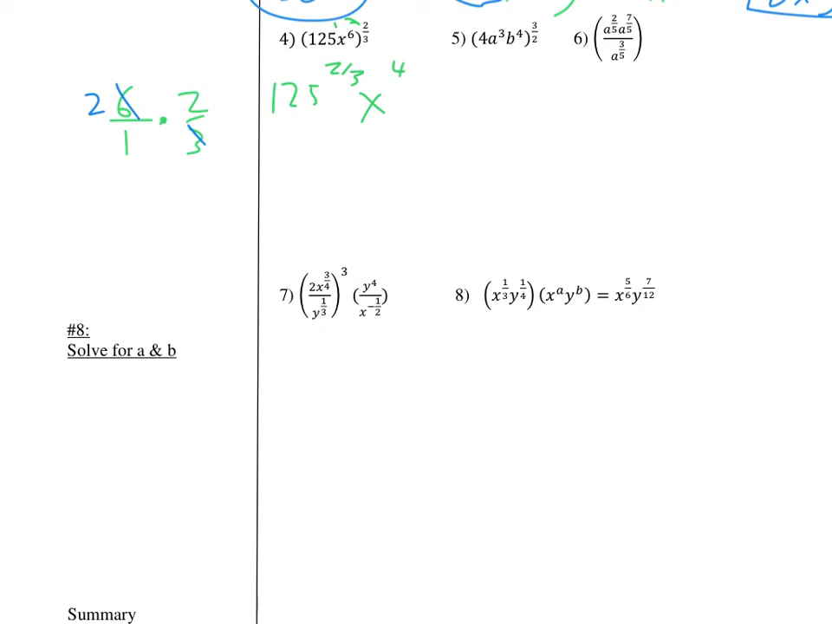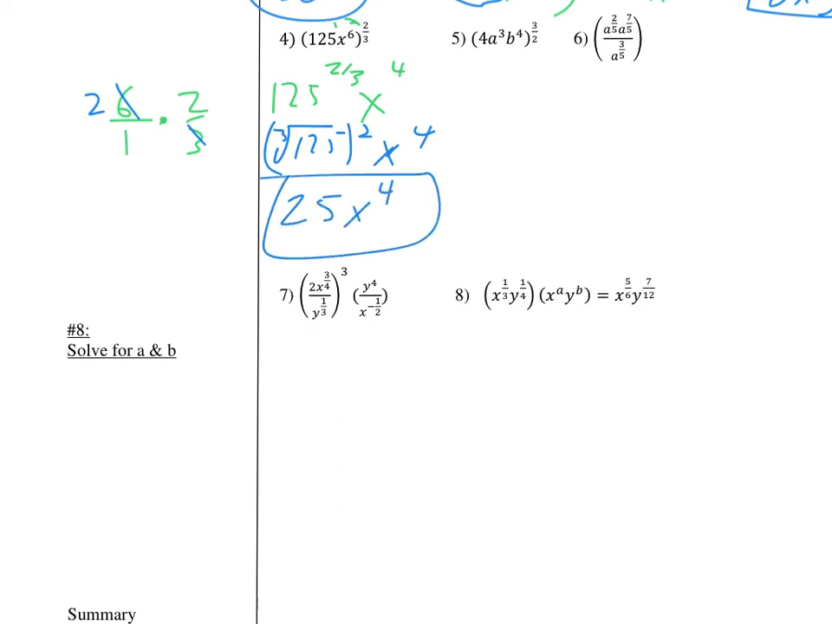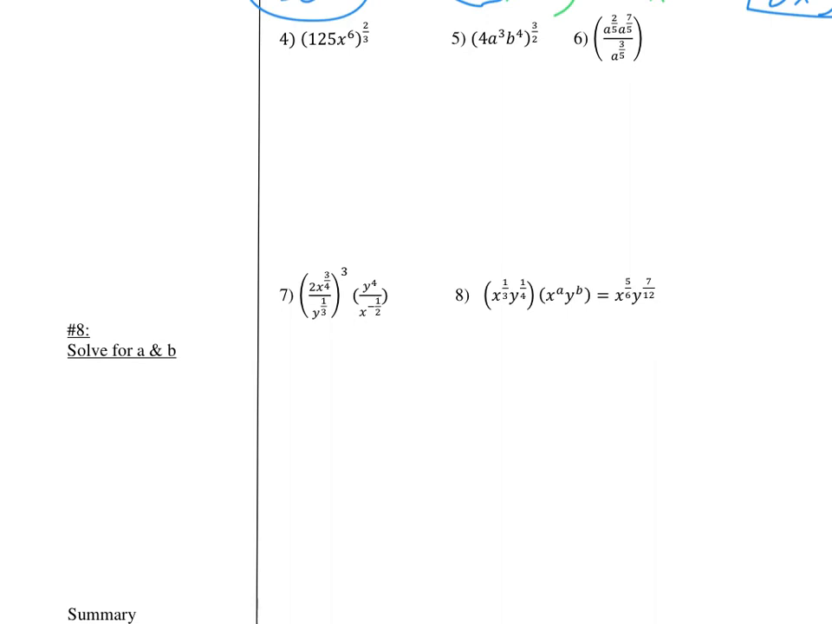All right, so now the 125 to the 2/3 power is the cube root of 125 to the second power. And so we know that the cube root of 125 is 5, and then 5 squared is 25 times x to the 4th. All right, next up here, number 5.